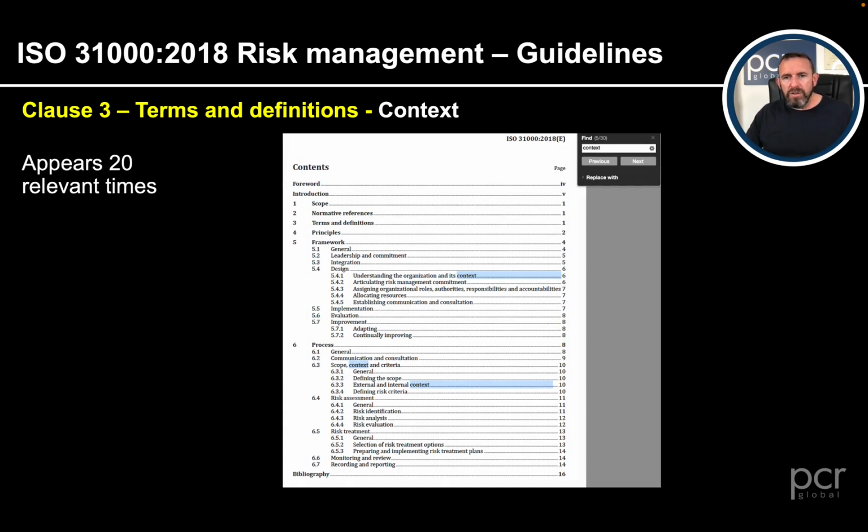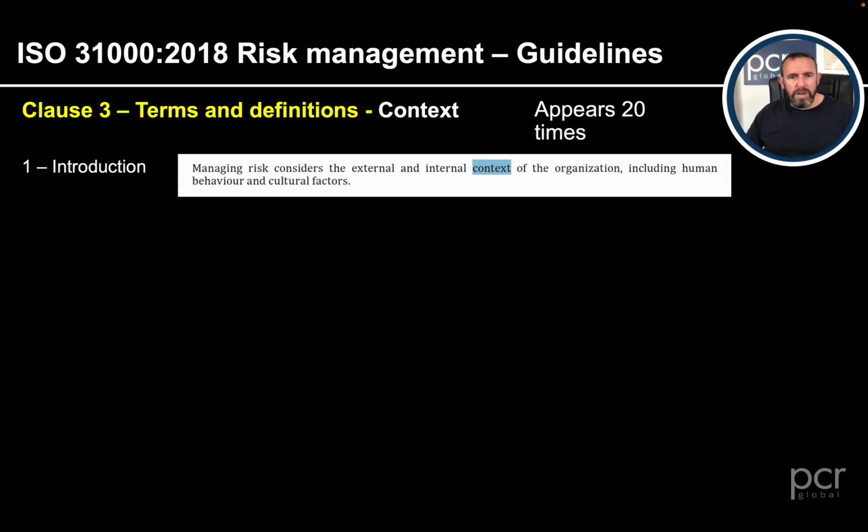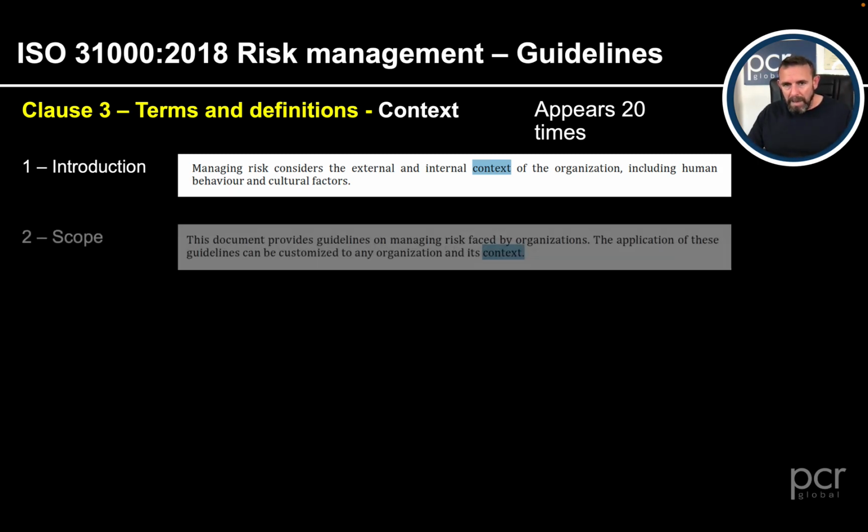When we look at the standard here, we can see top right that it highlights 30 times the word context is highlighted. Actually, for relevance, the relevant times it appears within the standard is 20 times, which we're going to go through. So the first time it's mentioned is in the introduction. Managing risk considers the external and internal context of the organisation, including human behaviour and cultural factors. So straight away, it's making that alignment between the contexts and the ability to manage risk.